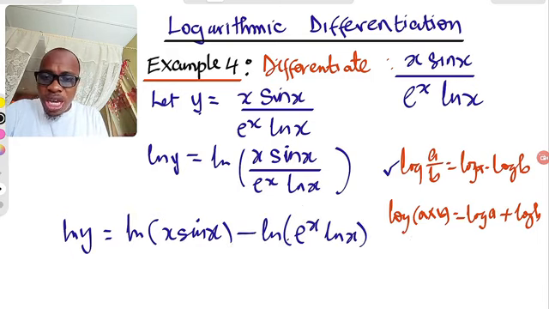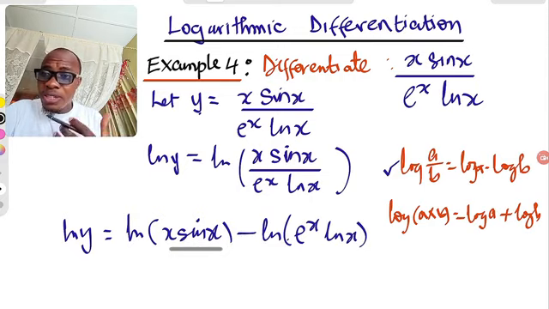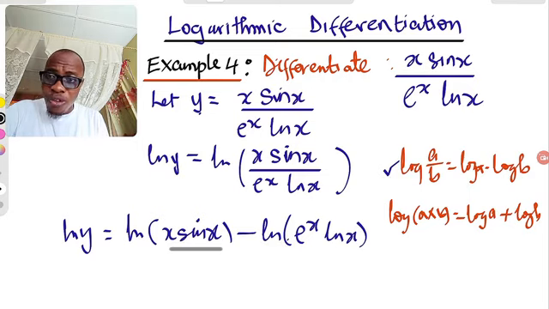You know that here we are having x and sine x. They are two different functions. x is one function and sine x is another. The same thing here, e to the power of x is one function and ln x is another function. So now we are going to use this. Now let's see how we can do that.